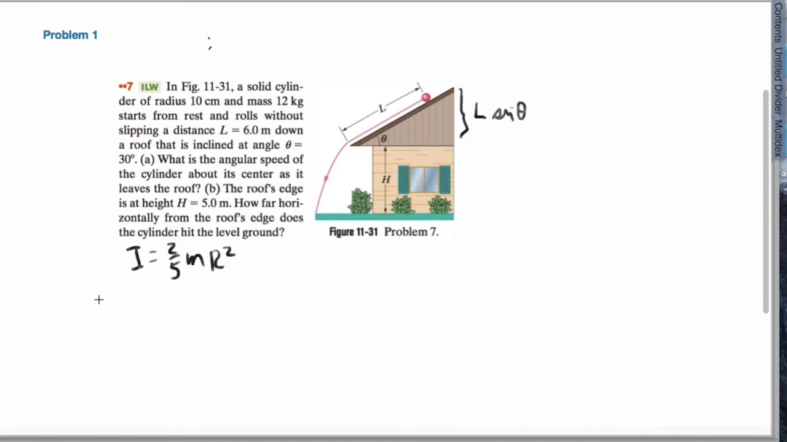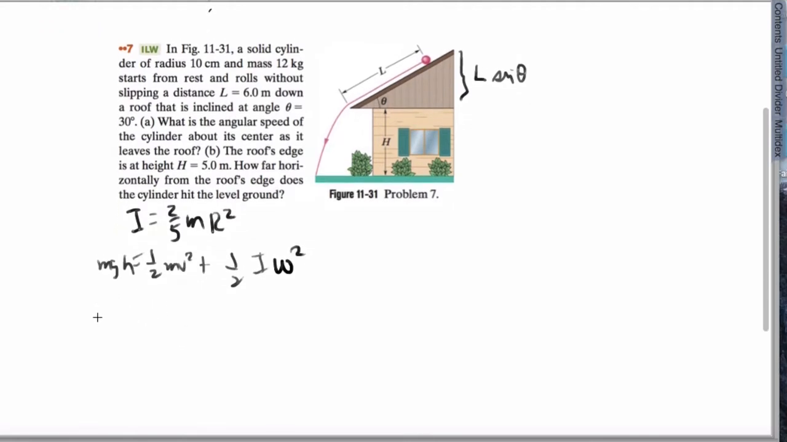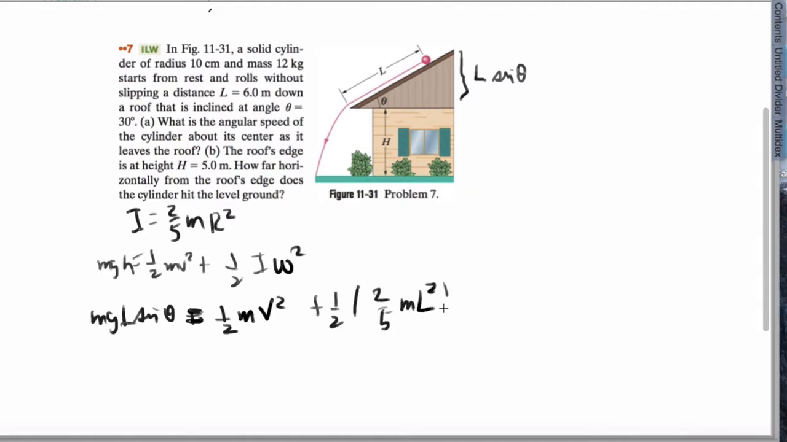So let's use conservation of energy, mg h equals 1/2 mv squared plus 1/2 I omega squared. So we're going to say mg L sine theta equals 1/2 mv squared plus 1/2 times 2/5 mr squared, and since we roll without slipping, this is going to be times v over r squared.